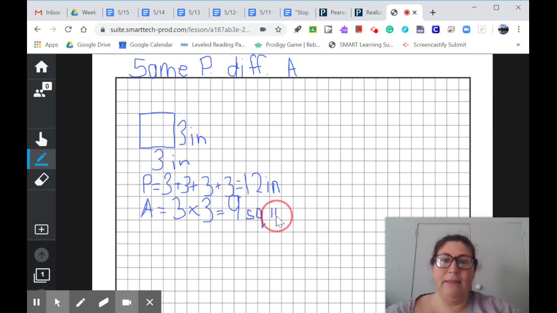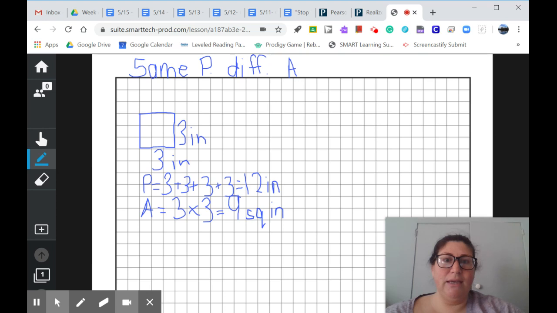So now I have to try to think of another shape that has the same perimeter as this one, but a different area. So what I'm going to do is I'm just going to start to draw a shape that has the same perimeter. What I have to think about in my head as I start to draw it is a perimeter that would equal 12 inches. So I start to think about it. Well, 12 is 6 plus 6, but I need that to be broken into 4 sides.